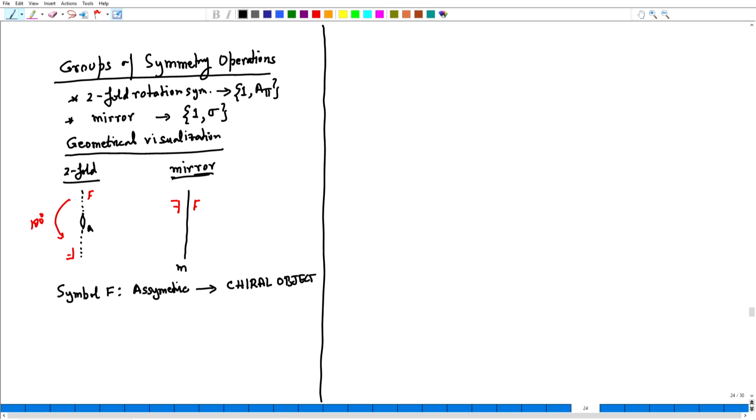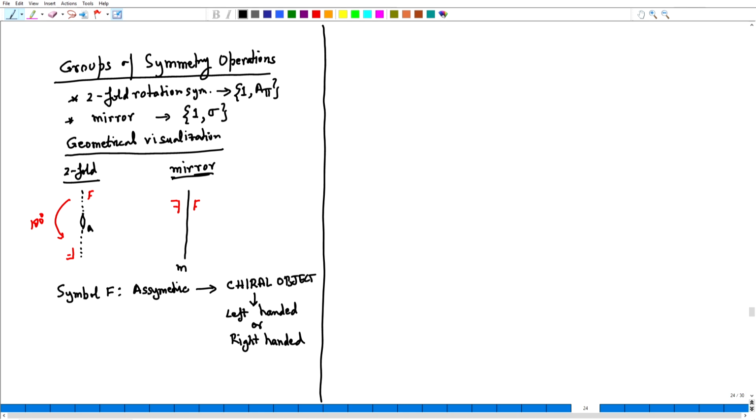Now, what are chiral objects? Well, chiral objects have the property of handedness. They could be left-handed or right-handed.